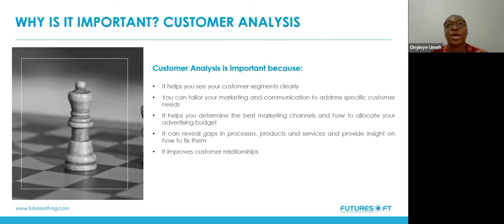Another thing that it will help you do is to improve your customer relationships. Because you now know your customers to the T, you'd be able to communicate to them one-on-one. It would be like a brand speaking to a person, not just a group of people, which is very, very important when it comes to marketing, especially in this digital age. You want to be able to communicate to your customers as individuals. They want to feel like they are important.